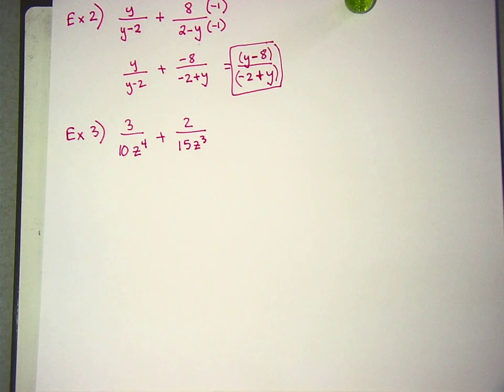All right. Are you ready? The answer to this problem is 9 plus 4z squared all over 30z to the fourth. Talk to your partner. Decide if you want to come up here.